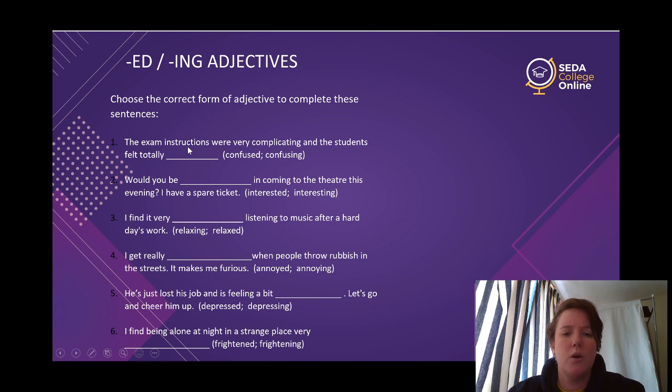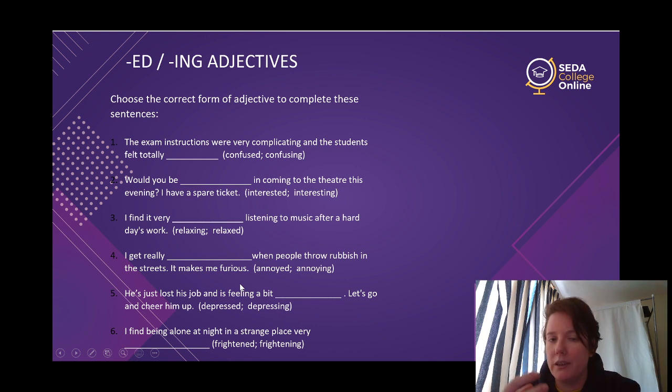Number 2, would you be interested or interesting in coming to the theatre this evening? I have a spare ticket. Which one? Number 3, I find it very relaxing or relaxed listening to music after a hard day's work. I find it, okay, not myself, I find it. Think about that.